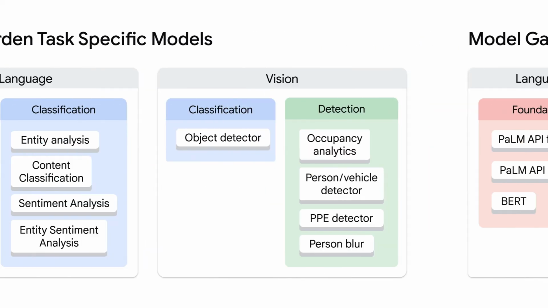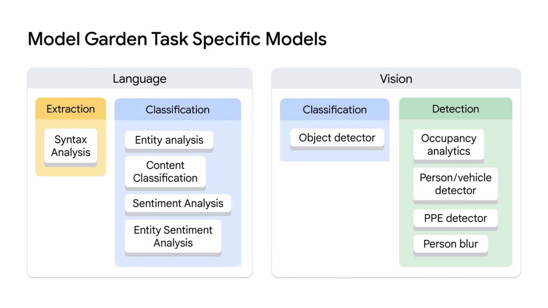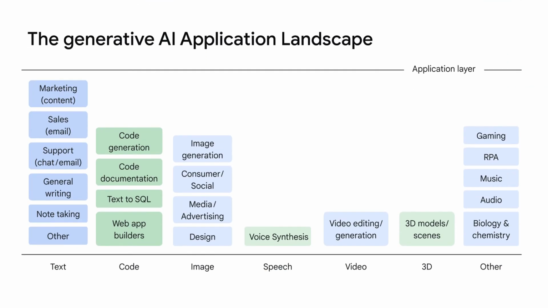Let's say you have a use case where you need to gather sentiments about how your customers are feeling about your product or service. You can use the classification task sentiment analysis task model for just that purpose. And what if you needed to perform occupancy analytics? There is a task model for your use case. Shown here are Gen AI applications.